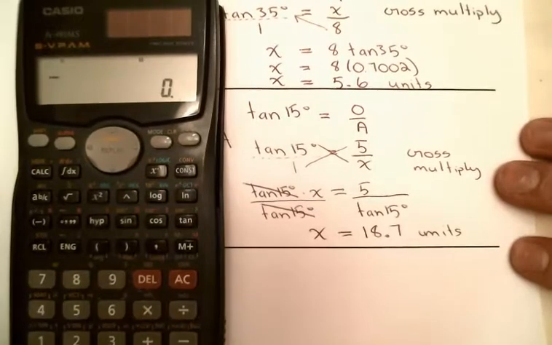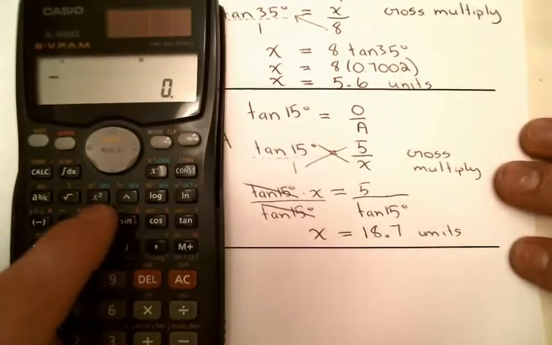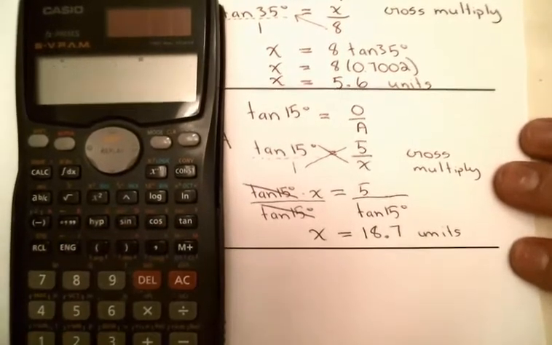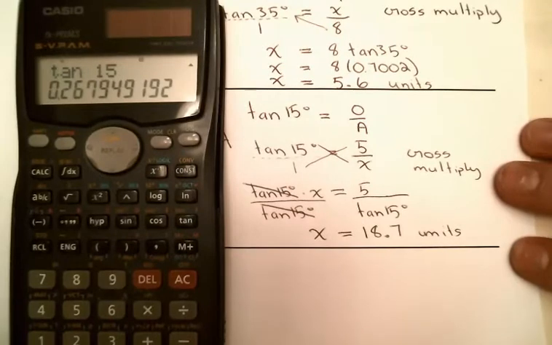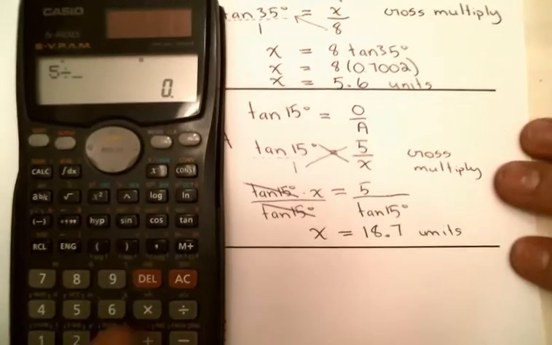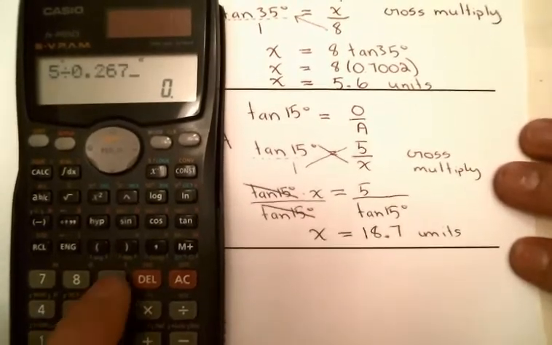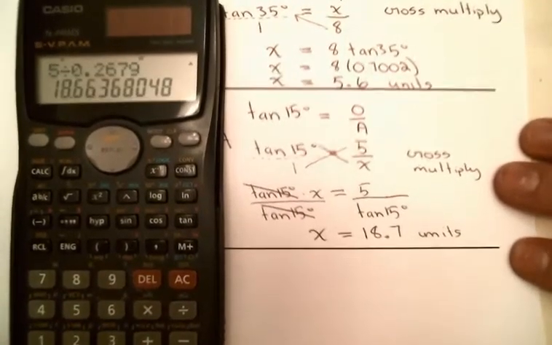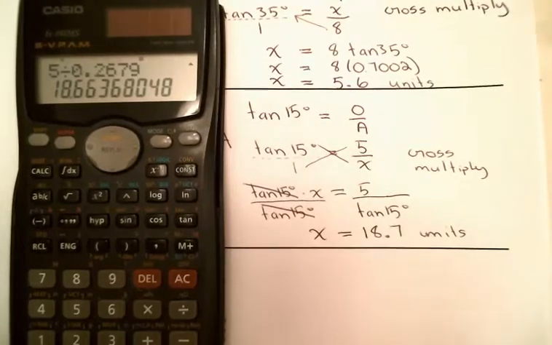You could have also done, like, what's tan 15? And it's 0.2679. So you'd have to remember that, and you'd have to do 5 divided by 0.2679. And you'll also end up with 18.7 units. Okay? So a bit trickier. Hopefully you tried it. Even if you struggled, now you see how it's done. It's not that bad.